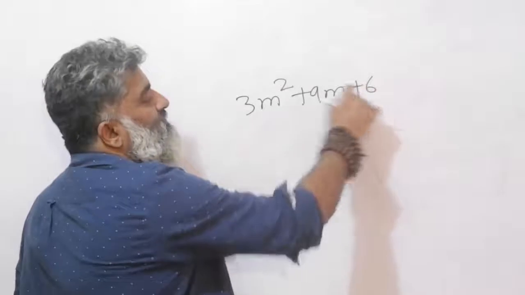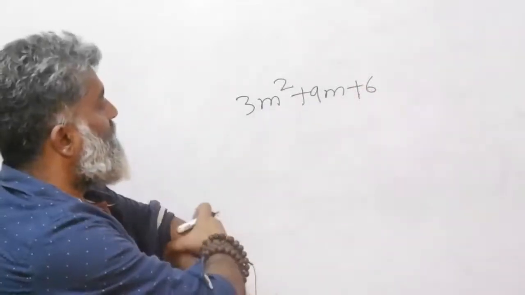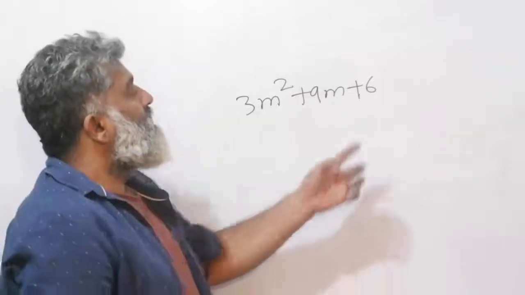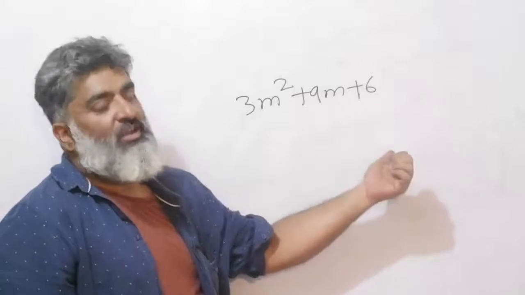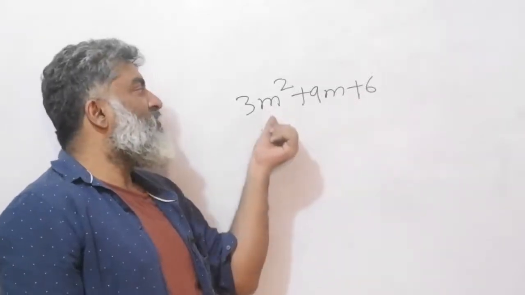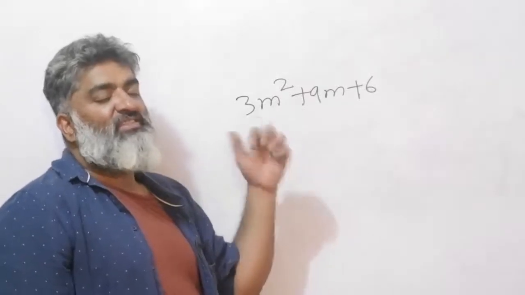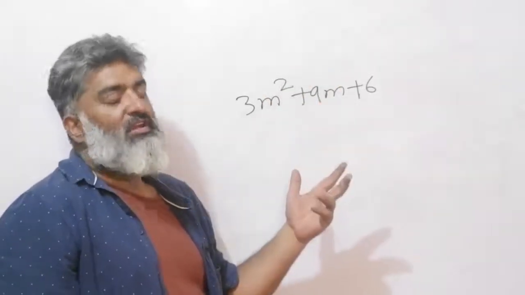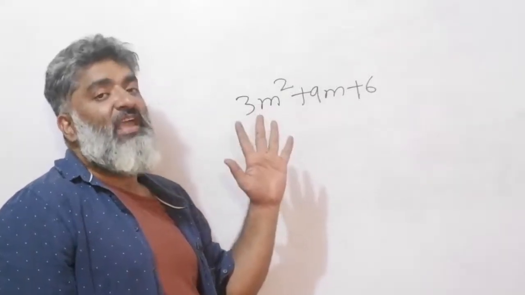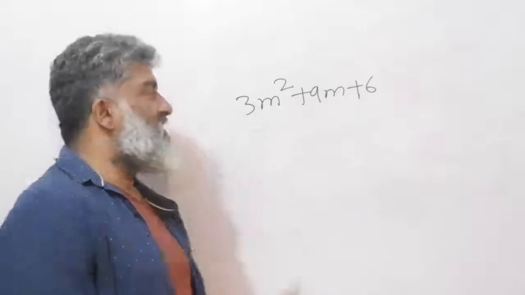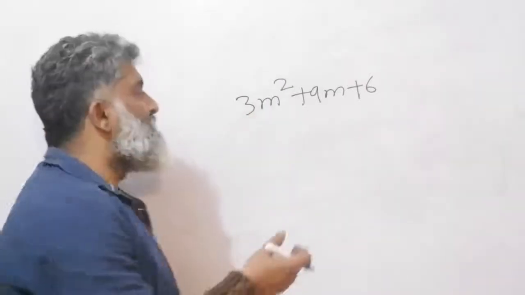So, I can start thinking of the product. It could be a 1 into 6 or a 2 into 3. But even more interesting is the coefficient of m square, which is 3. Now, when it was 4, I could have said 2 square is 4, right? But because this is not a perfect square, it means that the coefficients of m are different in different brackets. And I can create a 3 only by multiplying a 1 into 3.